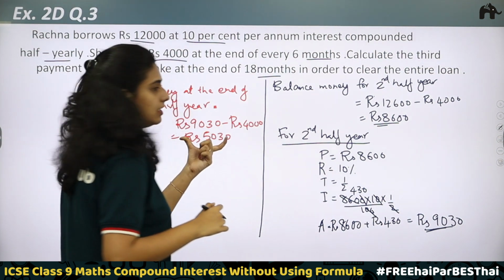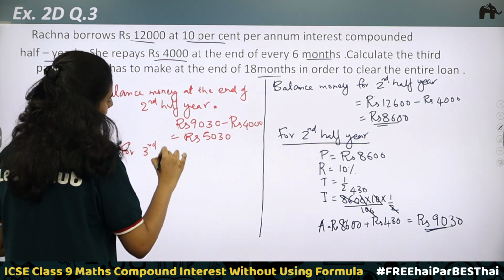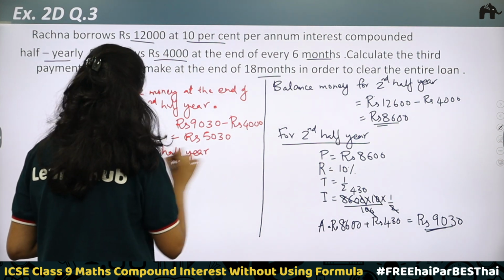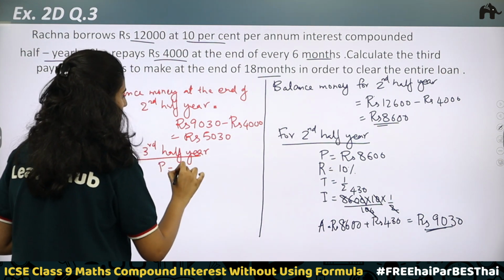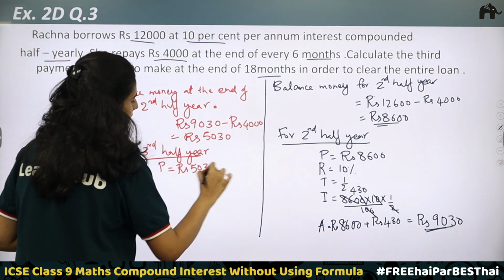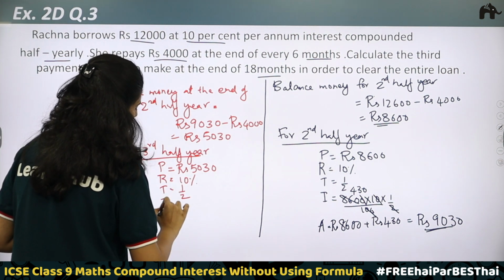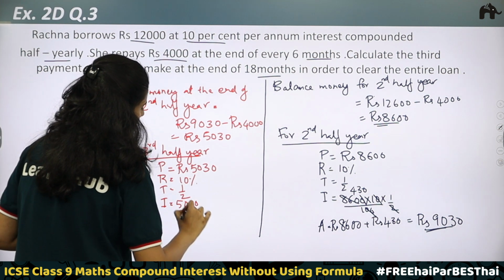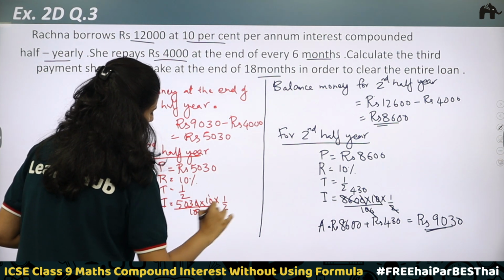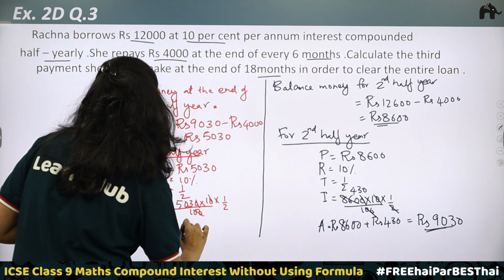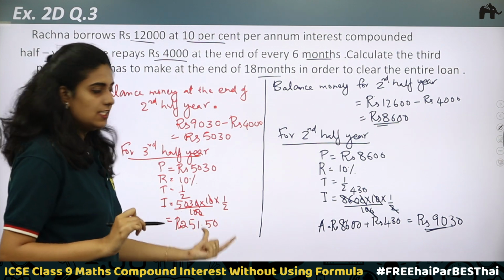Okay, this 5030 will be the principal for the third half year. For third half year, so 3 half years you will be getting 18 months. What is the principal? Principal is rupees 5030, rate of interest 10%, time half, interest is equal to 5030 into 10 into half divided by 100, cancelling out zeros, you will be getting 251.50. So rupees 251.50 is the interest.